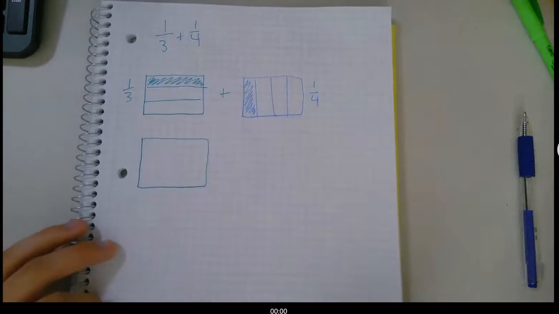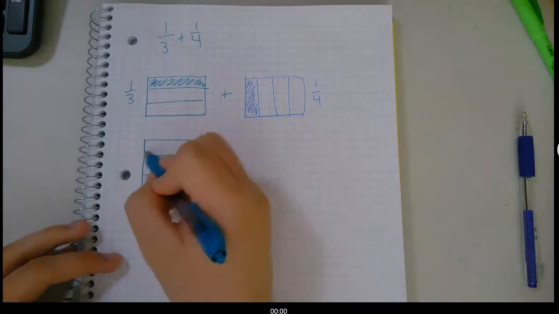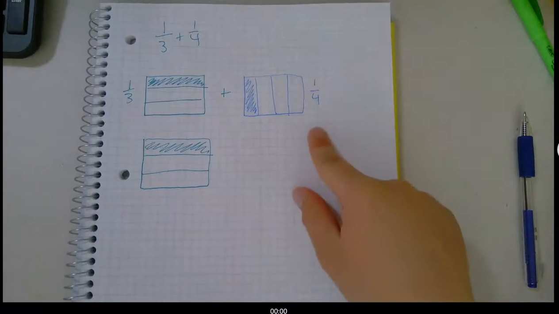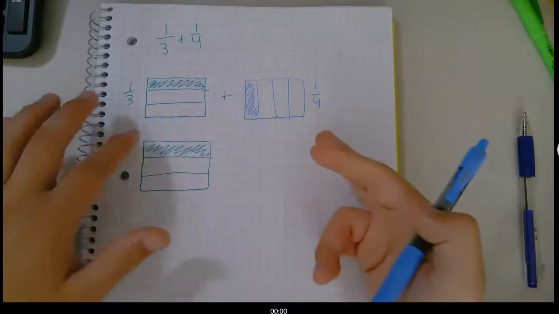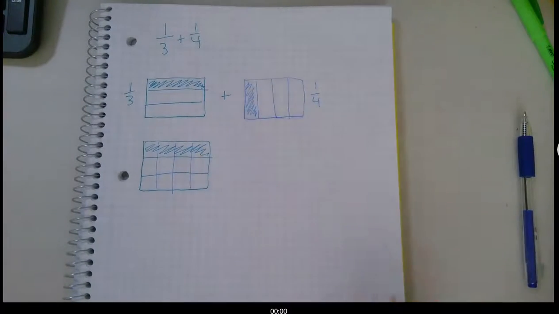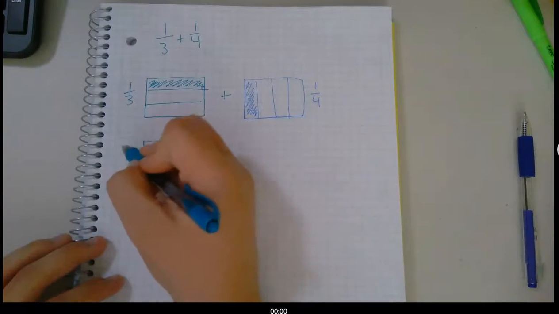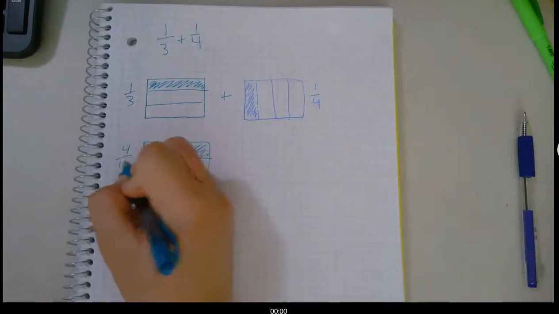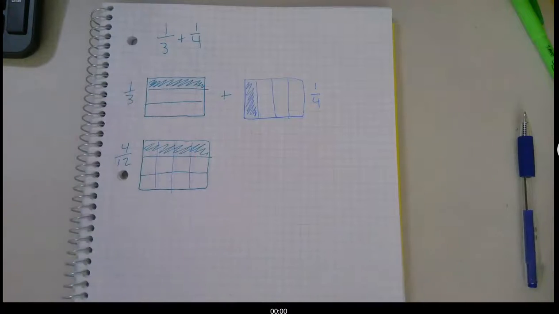In order to do that, remember that we're going to use the original fraction, 1/3, shading in that 1/3, and then we're going to use the 1/4 to split into the thirds to get that common denominator. 1, 2, 3, 4. And this will get you 12ths. 3 times 4 is 12. And remember that this is equivalent to 1/3.